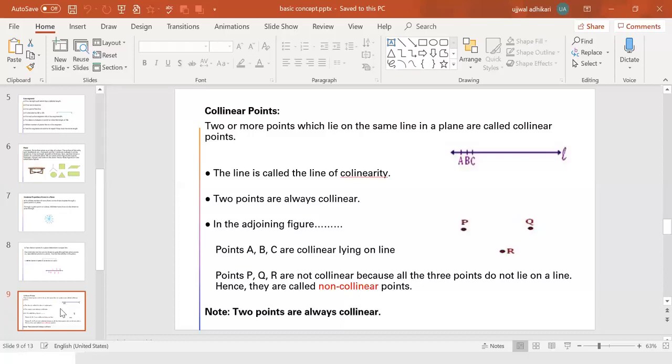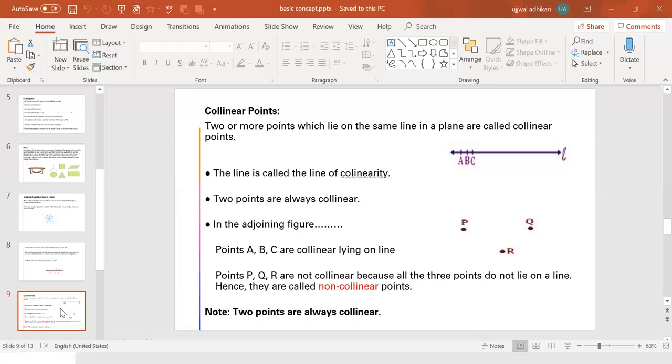Maybe students, you are clear on the concept of the collinear. At last, I'm going to review this concept. If 2 or more than 2 points lie on the same straight line, that is called collinear points. And if more than 2 points do not lie on the same straight line, that is not collinear points. They are called non-collinear points. And one most important thing is that 2 points are always collinear.